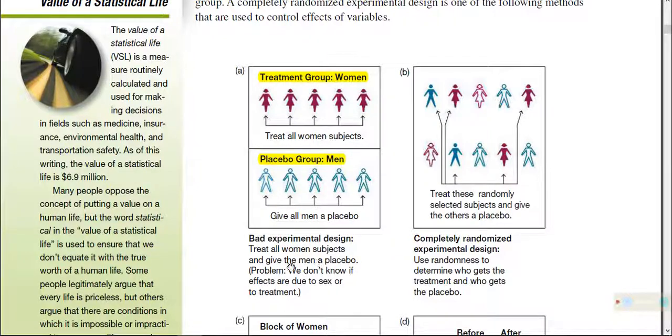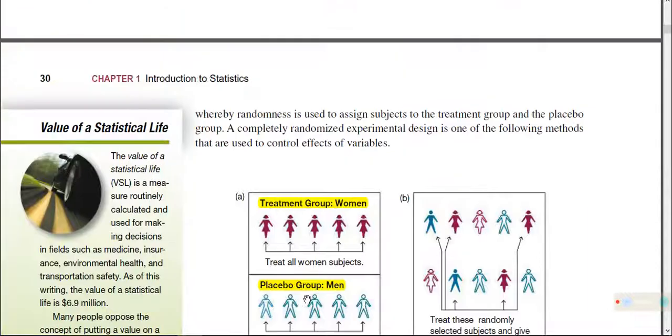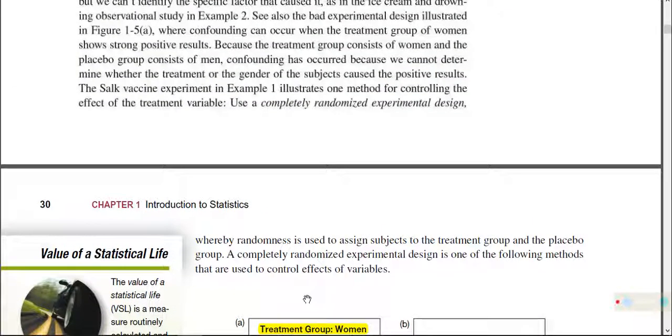So, treat all women subjects and give the men a placebo. The problem is, we don't know if effects are due to sex or to treatment. Possibly, magre-react differently yung medicine or yung treatment to male and female kasi magkaiba sila ng body chemistry. 'Di ba? So, hindi natin alam kung ang effectivity ba nung drug ay due to sex or other factors na hindi nakasama dun sa study. Meron tayong intervening variable.